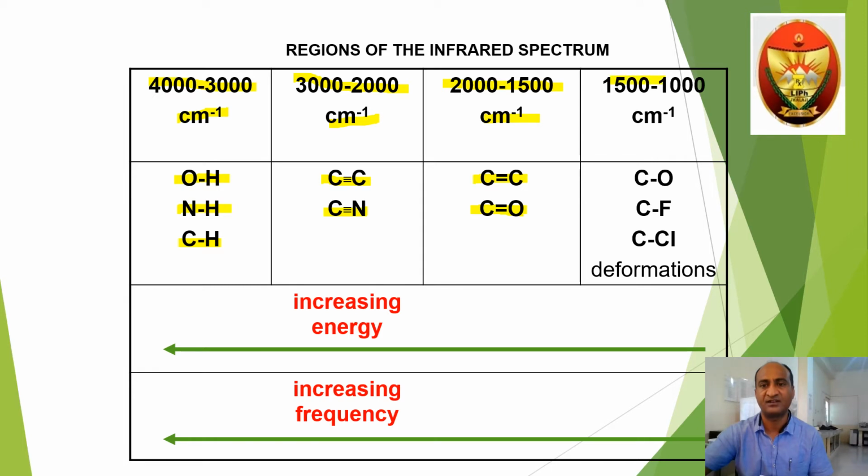Then 1500 to 1000 reciprocal centimeter, we generally have single bond absorption like C-O, C-F, C-Cl, and different deformations. It takes place in 1500 to 1000 reciprocal centimeter. As it moves toward 4000, there is an increase in the energy as well as an increase in the frequency of absorption. So as it moves from 400 to 4000, that is towards the left hand side, there is increase in energy as well as increasing frequency.